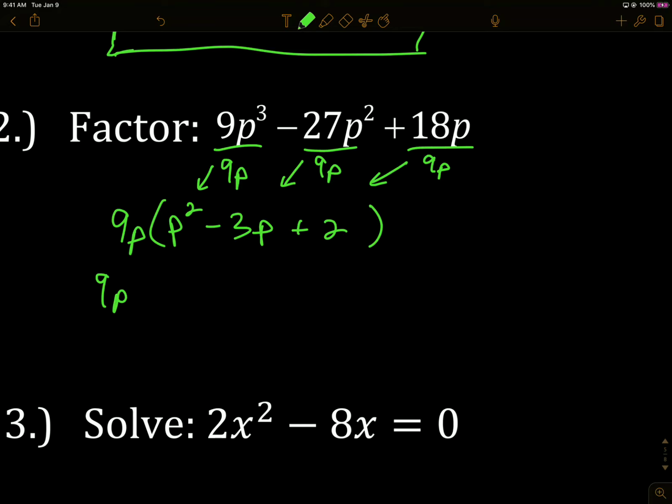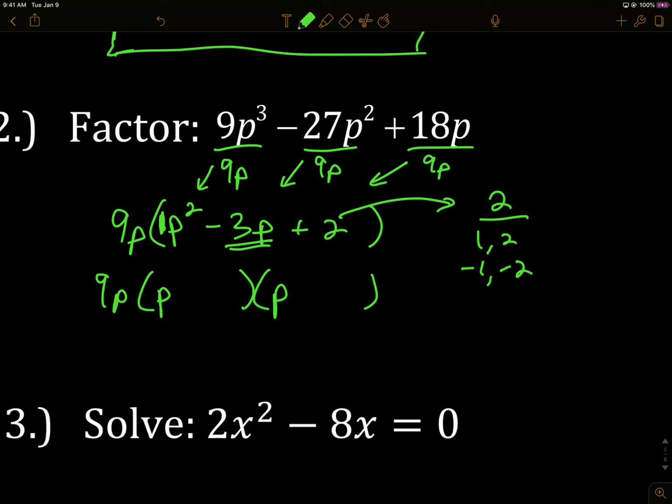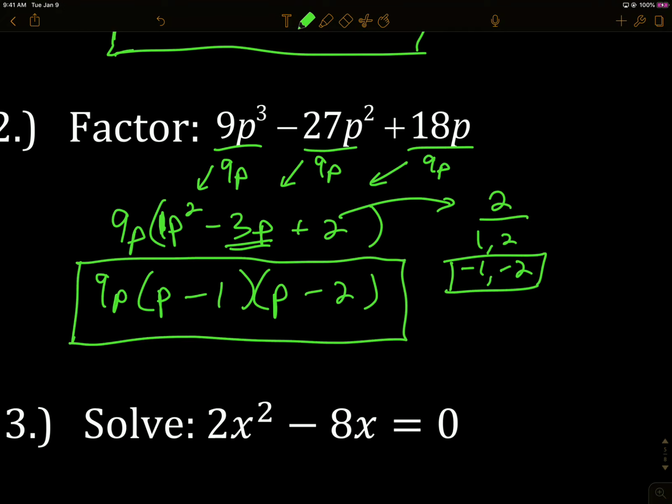So I've got 9p, and then this is a trinomial where a is 1, right? So I know the structure is going to be p and p. I'm looking for numbers that multiply to 2, but add to the middle negative 3. So it's going to be 1 and 2, or negative 1 and negative 2. Negative 1 and negative 2 are what add to negative 3. So it's going to be p minus 1 and p minus 2. Remember, when a is 1 and you find those two numbers, that's just your answer. When a is not 1, that's when you got to split the middle term.